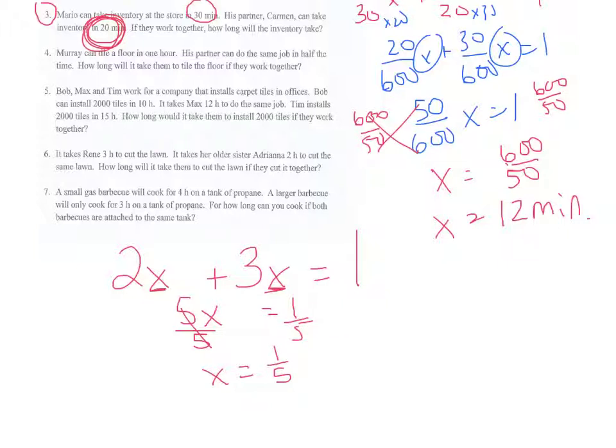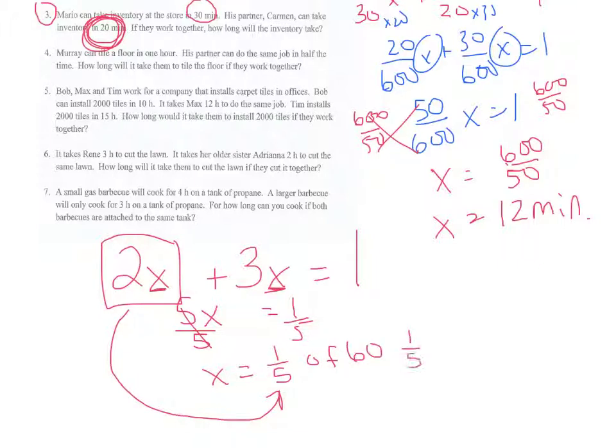Well, 1/5 of what? This is how much of the job he can get done in 1 hour. So this answer here will be 1/5 of an hour. So 1/5 of an hour is 1/5 times 60, which is 12. And you get the same answer. So either way is fine, as long as you kind of understand what's going on.